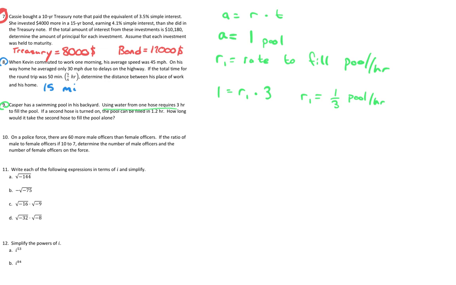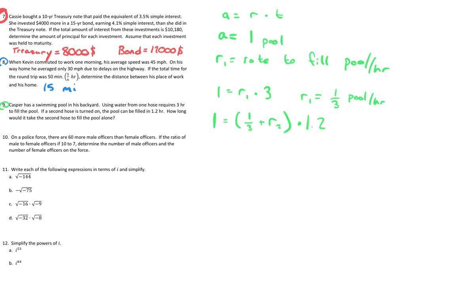So the next one that we're given is that if a second hose is turned on, the pool can be filled in 1.2 hours. So now we have 2 hoses. So we have our one pool equals our rate 1, which was 1/3, plus the rate that the second hose goes at, and that takes how long? It takes 1.2 hours.